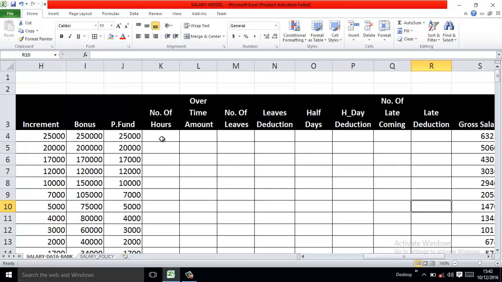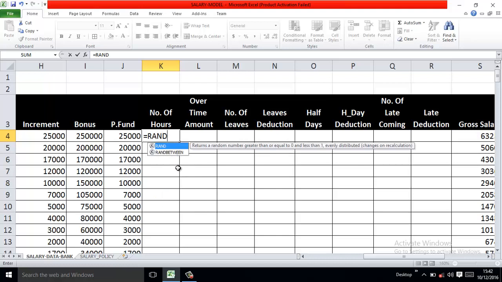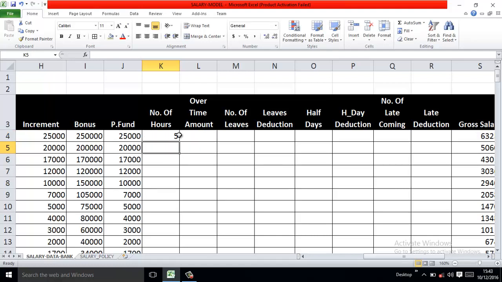First, we have the number of hours, which we generate using a formula known as RANDBETWEEN, because we don't have exact figures, so we are assuming dummy data. This is from 1 to, let's say, 8 hours. So, randomly generated, we did it.